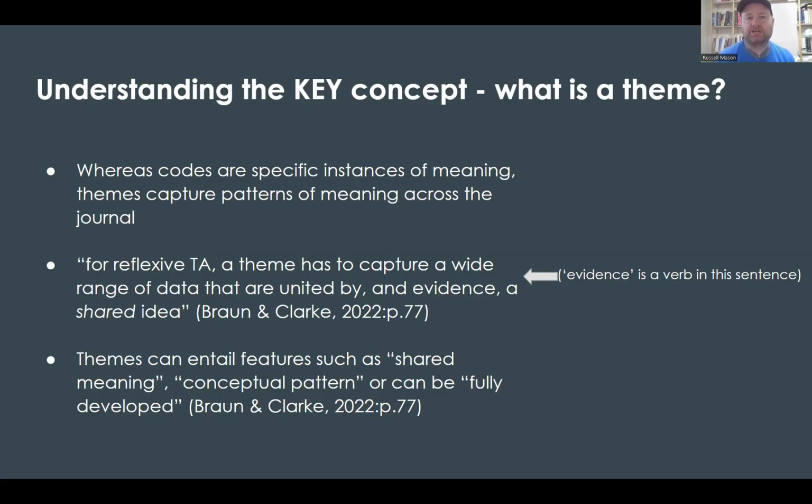The difference between a code and a theme is that whereas a code captures specific or particular instances of meaning, themes capture patterns of meaning across the journal. So it's recurring instances of meaning, okay? Patterns of meaning, things that happen repeatedly at different stages in the journal writing process.